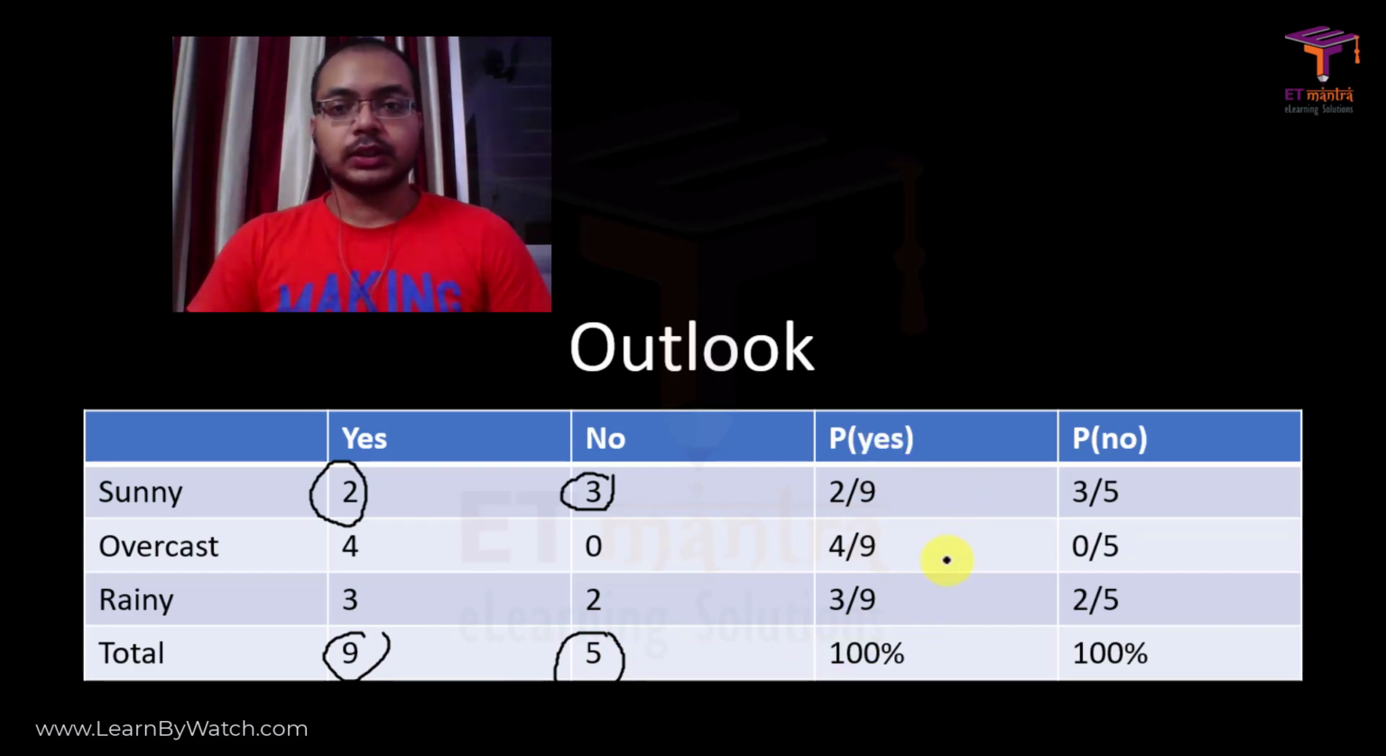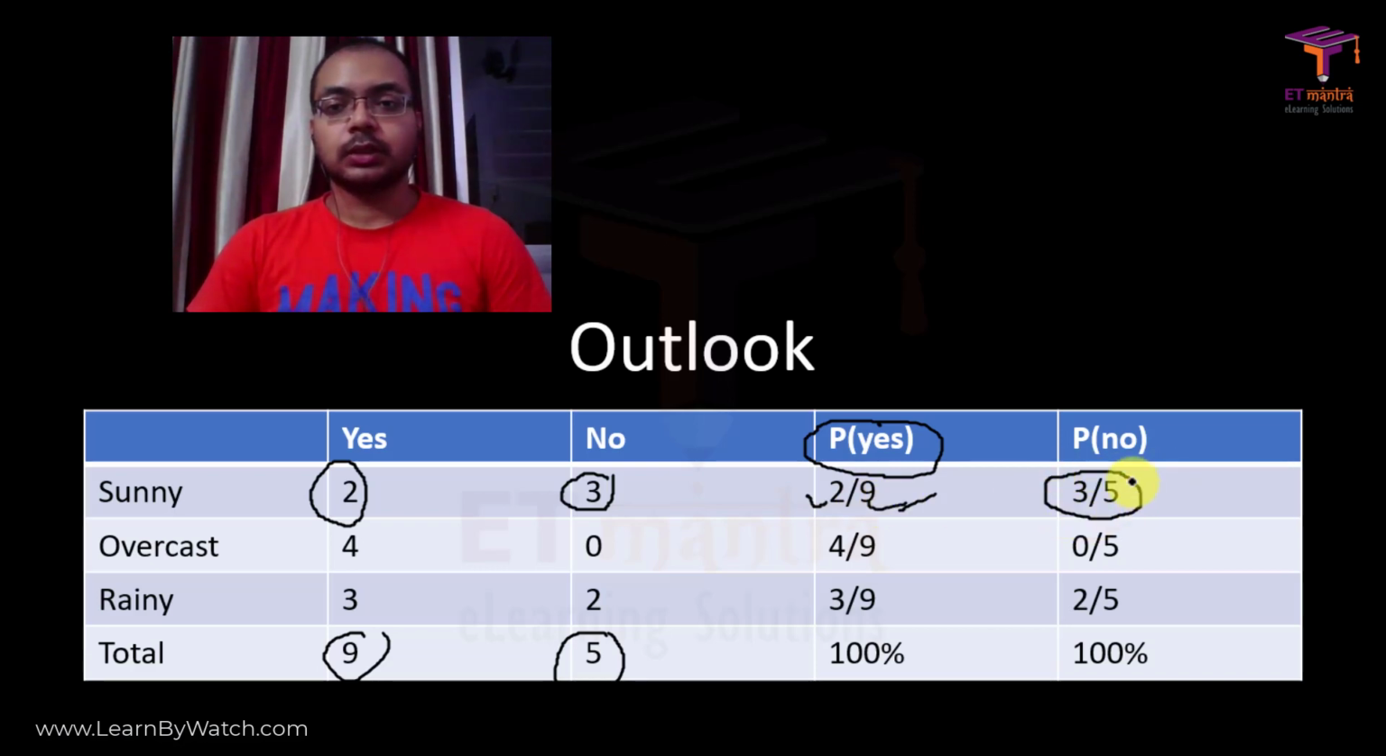On these two columns we have calculated the probabilities. So this 2 by 9 represents the probability of sunny given yes: given that the match was played, what is the probability that it was sunny? So how do we calculate that? This 2 represents the intersection between yes and sunny, and this 9 represents the number of days it was yes, so it is 9.